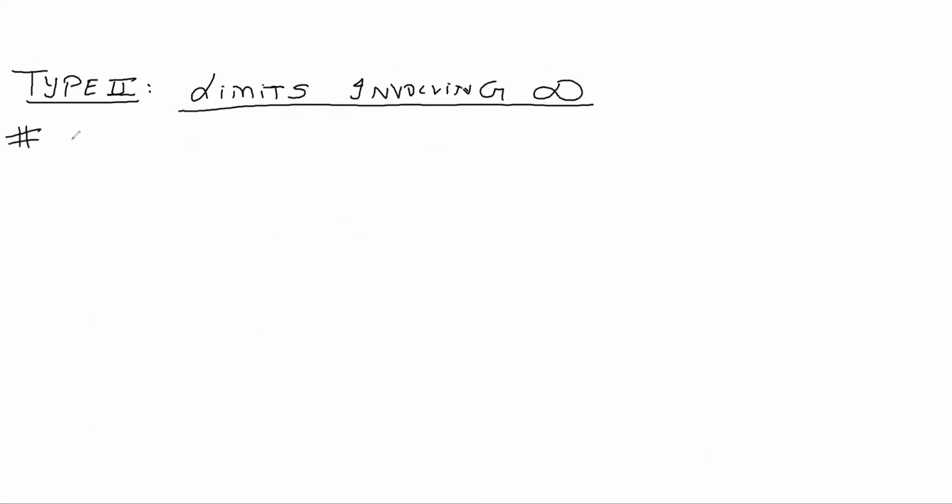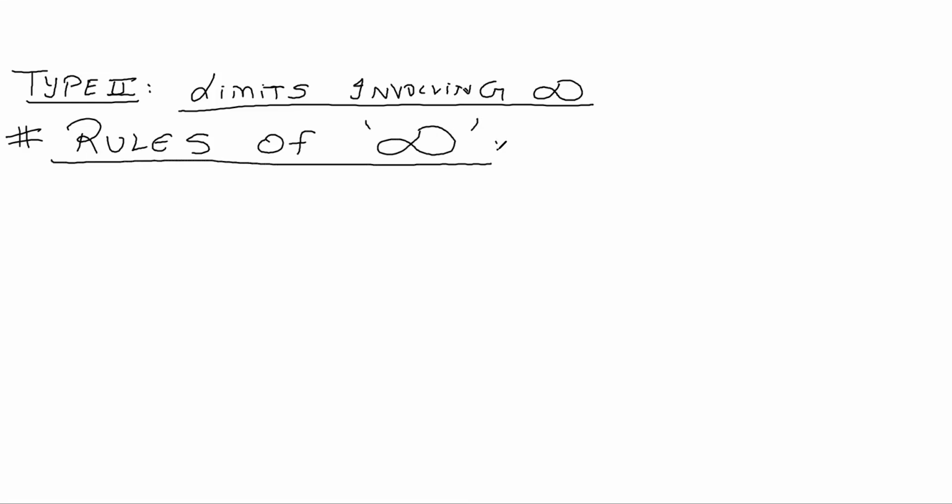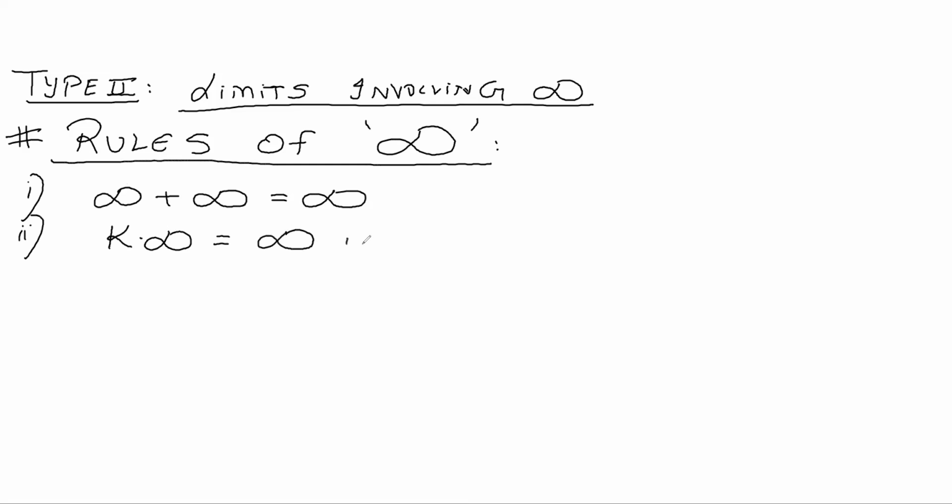To understand this, first of all you should know the rules of infinity. All of you should be familiar with the rules of infinity. So write them. Infinity plus infinity is equal to infinity. Second rule, k into infinity, where k is a constant, will be equal to infinity if k is greater than 0 and minus infinity if k is less than 0.